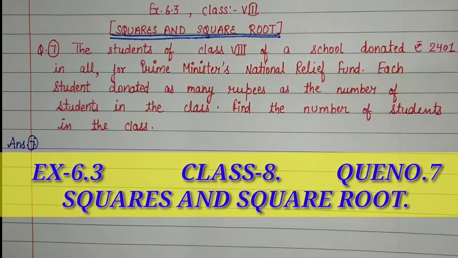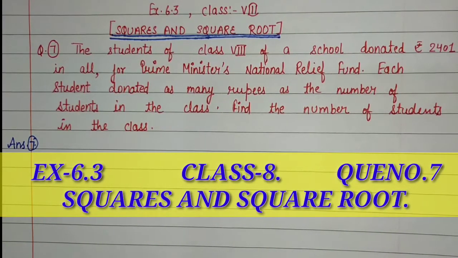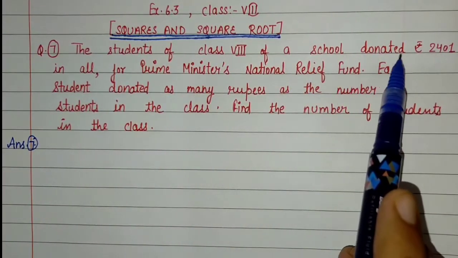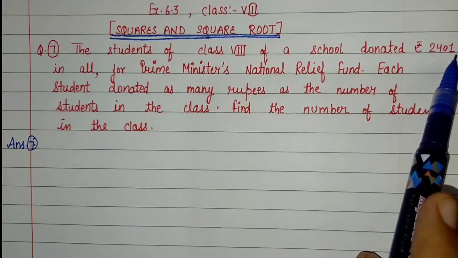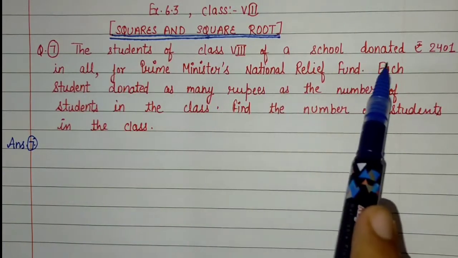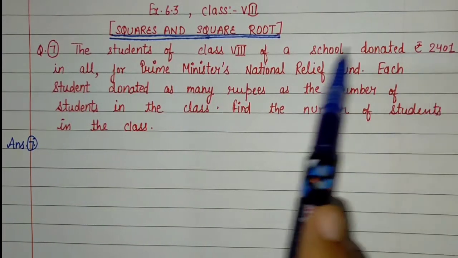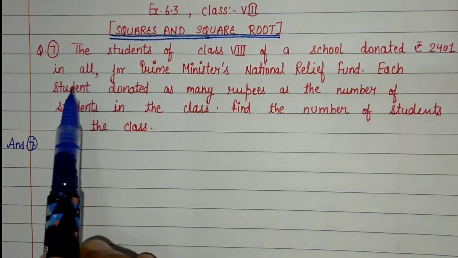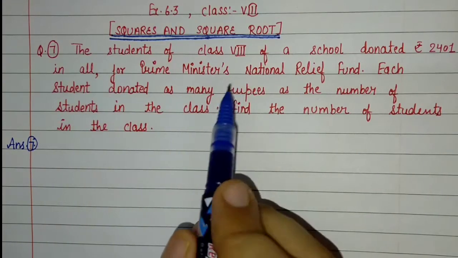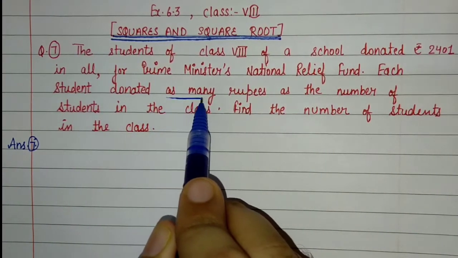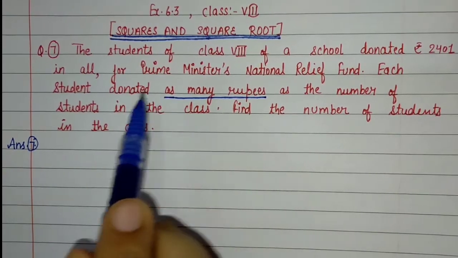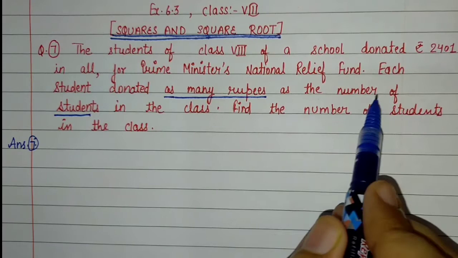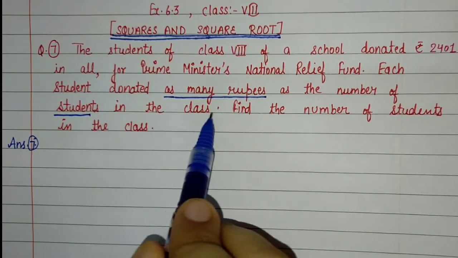Hello dear students, this is question number 7 of exercise 6.3. The question is: the students of class 8th of a school donated 2401 rupees in total for the Prime Minister's National Relief Fund. Each student donated as many rupees as the number of students in the class.